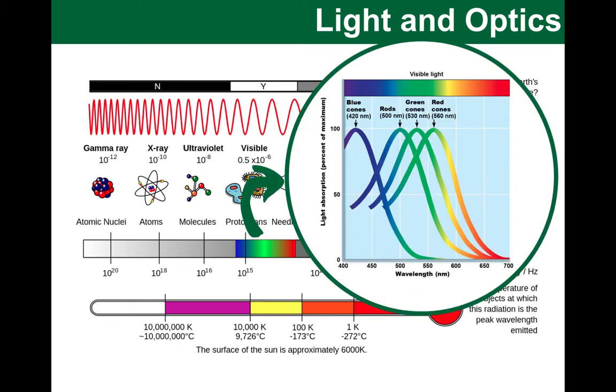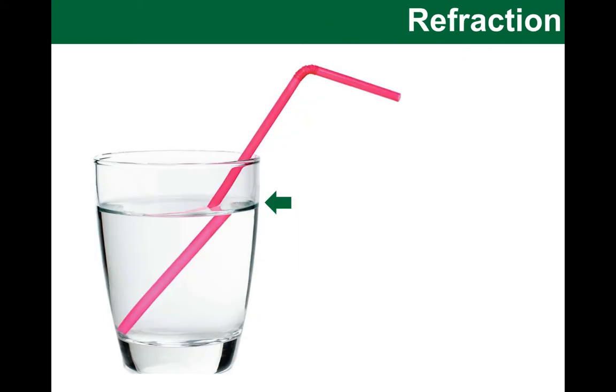And within the visible light, there are different colors that depend on the wavelength of the electromagnetic radiation. And different photoreceptors are differently sensitive to different colors. The other concept that we need to be aware of is the fact that light bends. And this is known as refraction. This happens when the light passes from one transparent medium to another transparent medium, and the path is at an oblique angle. A good example would be from liquid to air, as we see here.